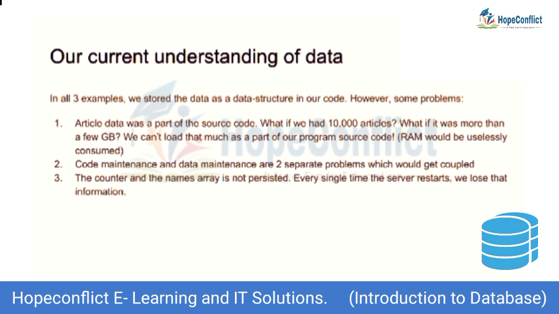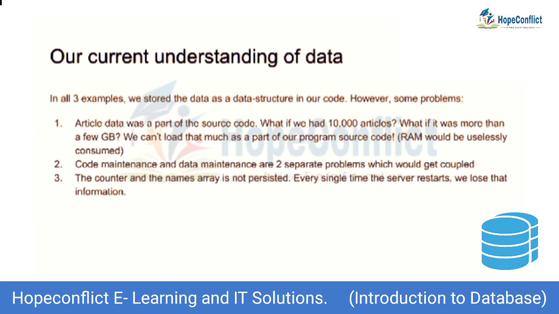The third problem that we have in our very simple way of doing things that we've used so far is that the counter and the names array, which was a data structure that was modified as the app was used, this data was not persisted. That means every time the web server restarted, that information was lost. So every time we restarted a web server, our counter started from 0. Every time we restarted a web server, our names array started off as an empty array.